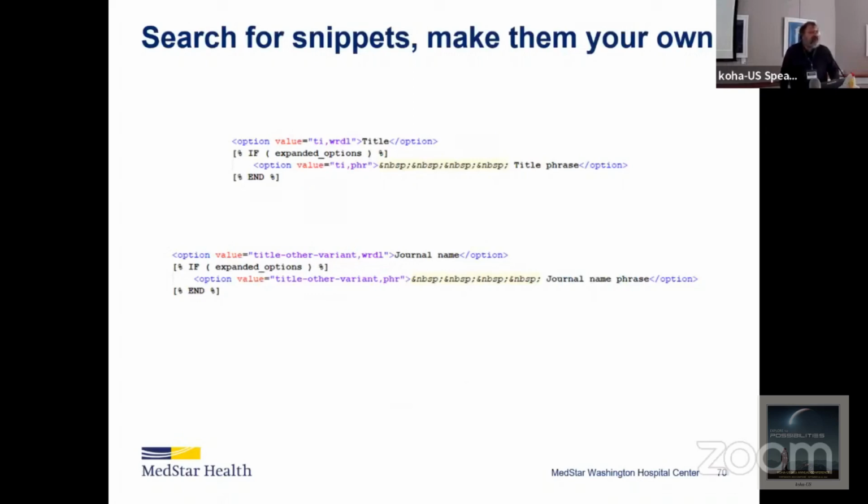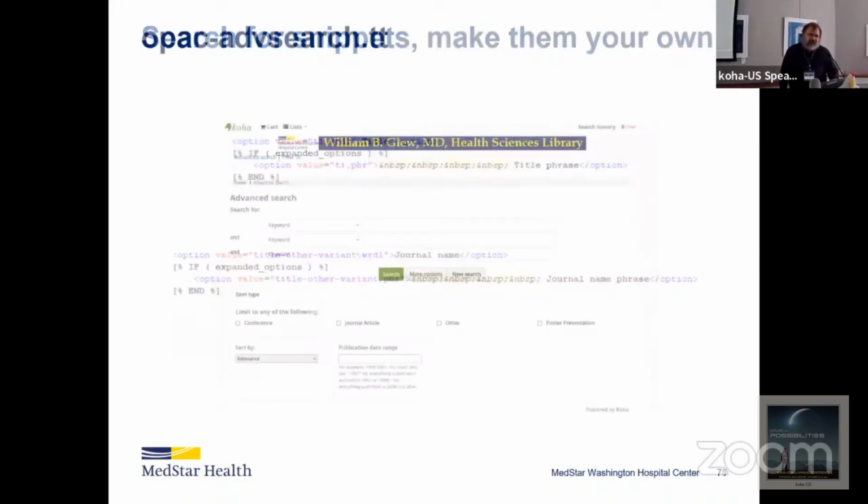Search for a little snippet, find the serial number, put in your own stuff. Like journal name, in the expanded options, journal name phrase. Which is the difference between, let's say, cardiology, where you'll get 20 different journals with the name cardiology, or Cardiology Today. Just get the one.